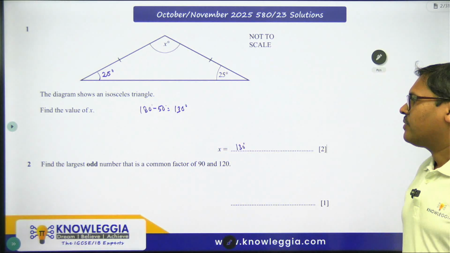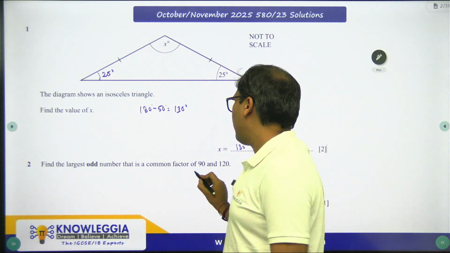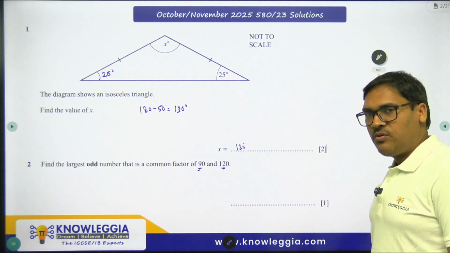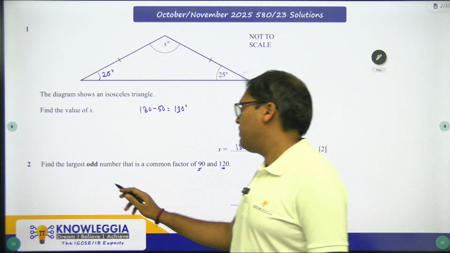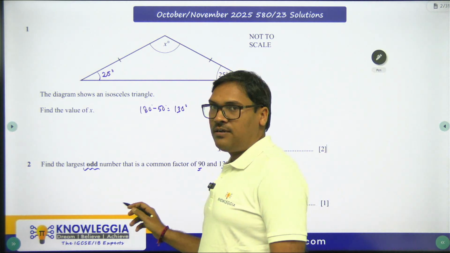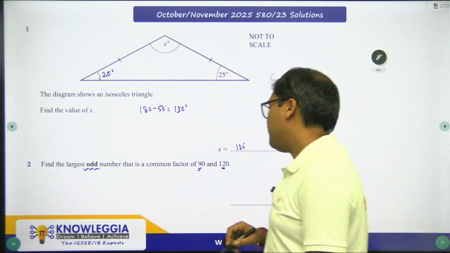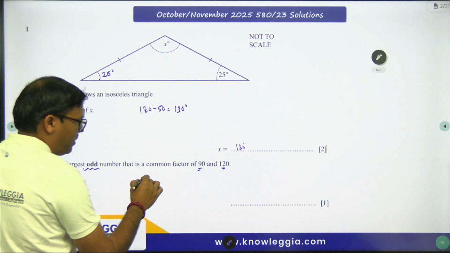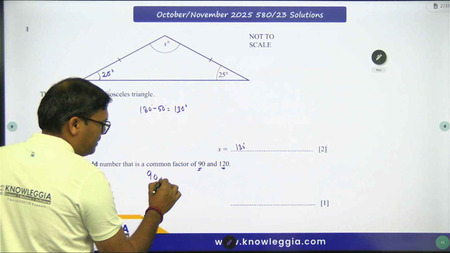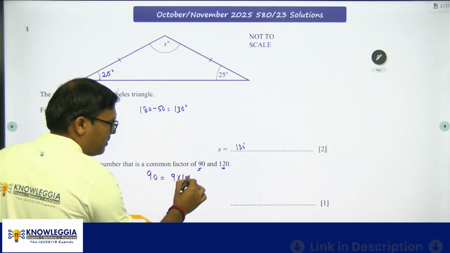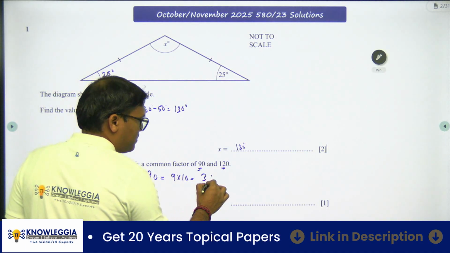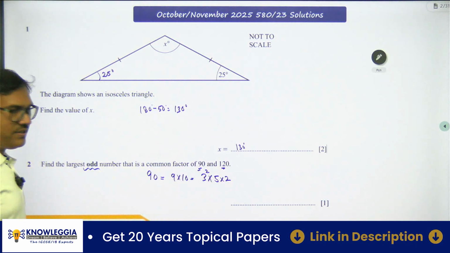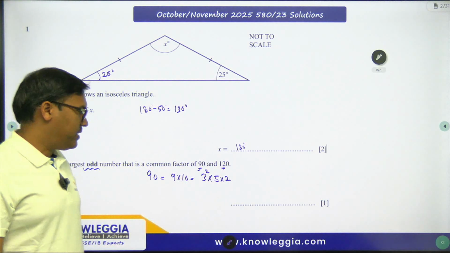Now the second question. The largest odd number that is a common factor of 90 and 120. What is the common factor? Largest odd number. Okay. So you have to find the common factor, but it should be an odd number. So here, see what factors you can find. For 90, this is 9 into 10. I'll just factorize this. This is 3 square into 5 into 2. These are the prime factors you can see for 90.